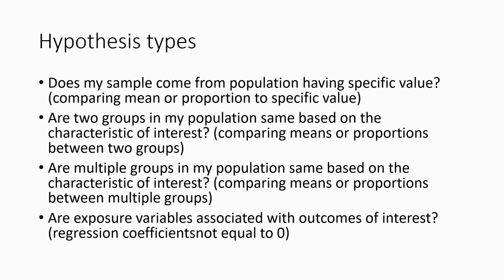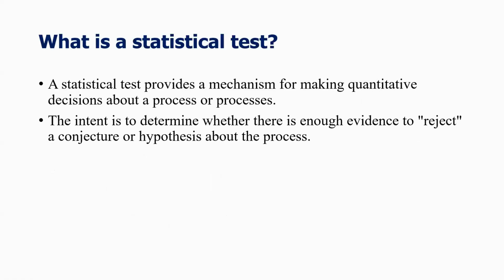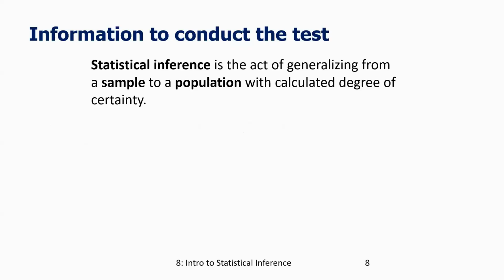And in the fourth, the test would basically try to ascertain whether the rate of change is zero, or it is positive or negative, and whether it is significant or not. So you see how much evidence you have supporting your null, and whether you have enough evidence to reject it. So what is the information you need? Statistical inference is the act of generalizing from a sample to a population with a calculated degree of certainty.